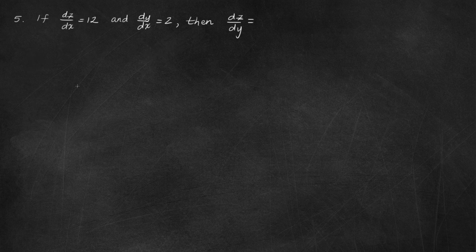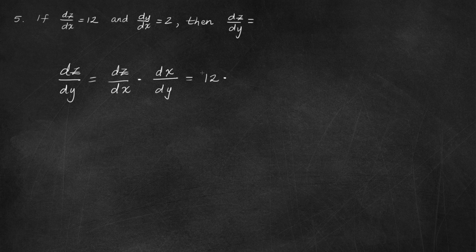Number 5, if dz dx equals 12 and dy dx equals 2, then dz dy equals what? Well, I want dz over dy. I have dz over dx. So in order to get dz over dy, I would need this dx to cancel out. So I can put a dx on the top, and I need a dy for the bottom. So dz over dx times dx over dy would simplify to dz over dy. Well, I know that dz over dx is 12 times, and I don't have dx dy, but I have dy dx, which is just the reciprocal of dx dy.